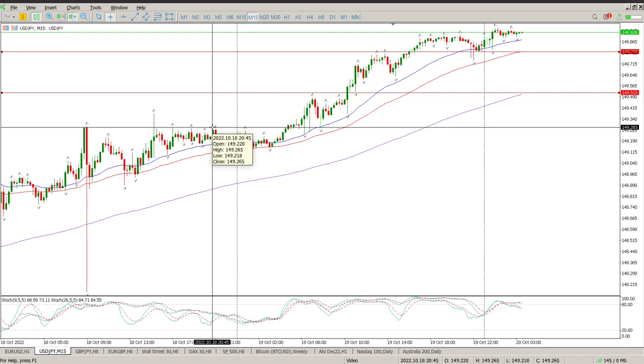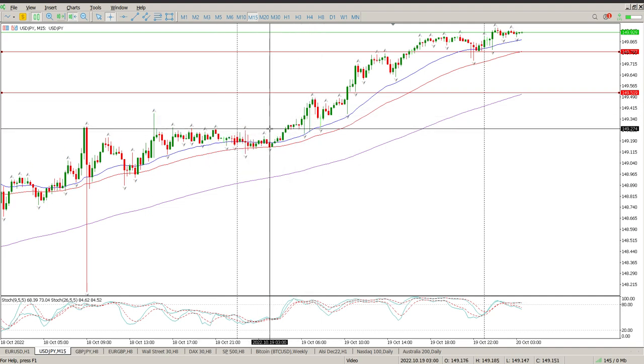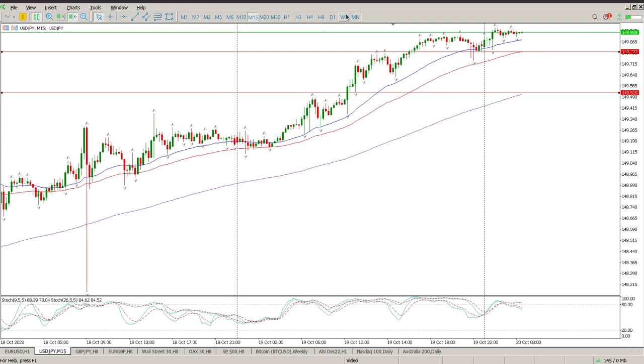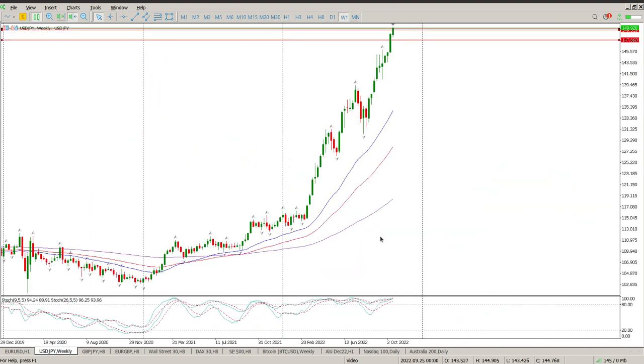Hindsight being a perfect science, probably could have taken those as well in a bull trend, but I'm just always skeptical when you're so overextended, especially when you look at the weekly. Not that far back, but if you look at the weekly, look at how overextended we are, and we're just going parabolic at the moment. So I want to see a pullback on the structure, and we're not getting it.